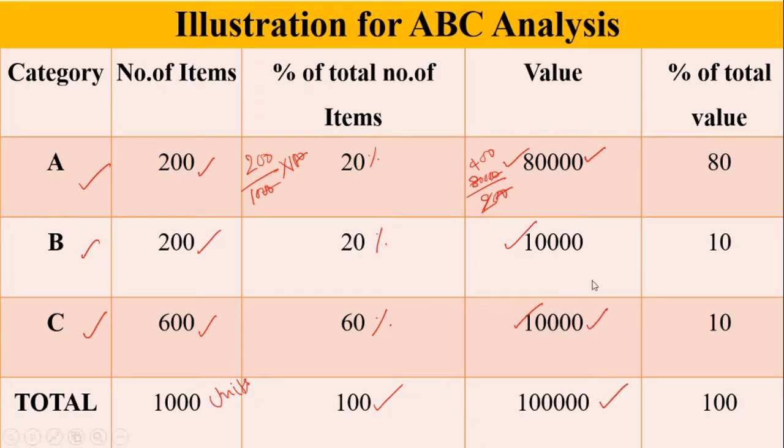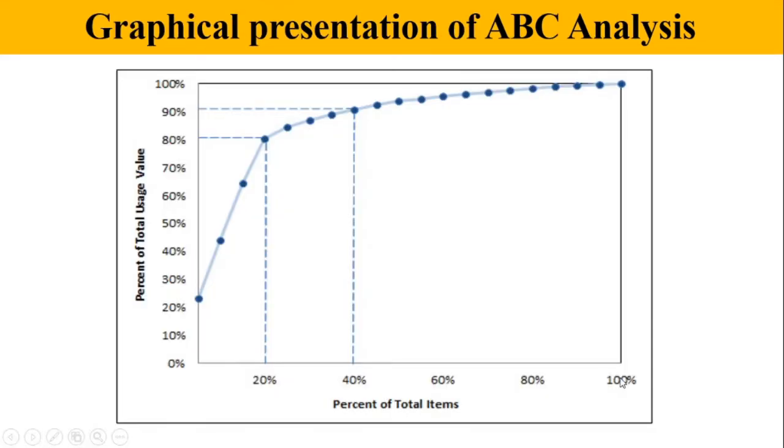This is the value. Then we need to find out the percentage of total value. Out of 100%, the value of A is 80,000 divided by 1 lakh, multiplied by 100, so we get 80%. Like that, 10%, 10%, total put together 100%. This is the way we need to calculate the ABC analysis. And after calculation of the ABC analysis, it is to be shown in a graphical presentation through a graph.